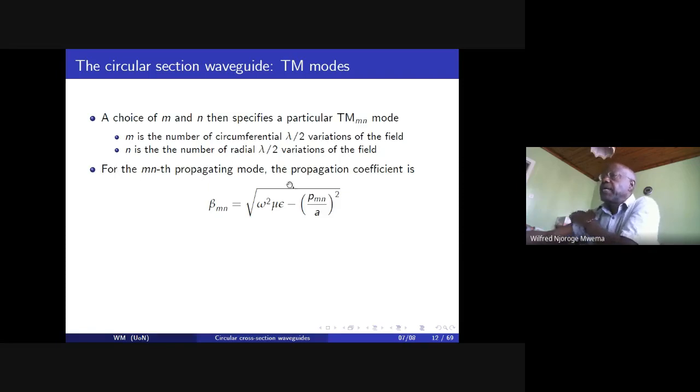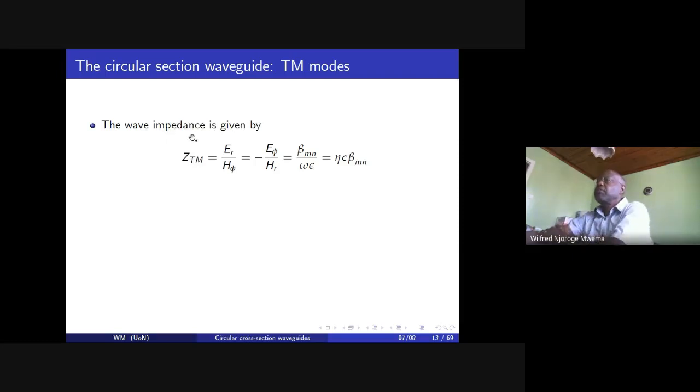So for the mn propagating mode, the propagation coefficient is going to be given by beta mn equal to the square root of omega squared mu epsilon minus (Pmn by a) all squared. And the cutoff frequency is therefore going to be given by Pmn over 2 pi a. So the wave impedance will be given, of course, by the ratio of the transverse electric field and the corresponding transverse magnetic field component. Remember, Er corresponds to the H phi, and E phi goes together with the Hr. And therefore, we see that Er by H phi must be equal to the minus of E phi by Hr, and this is given by beta mn by omega epsilon. And this can be written as the intrinsic impedance of the free medium multiplied by the velocity of light in that medium and multiplied by beta mn, the propagation constant.